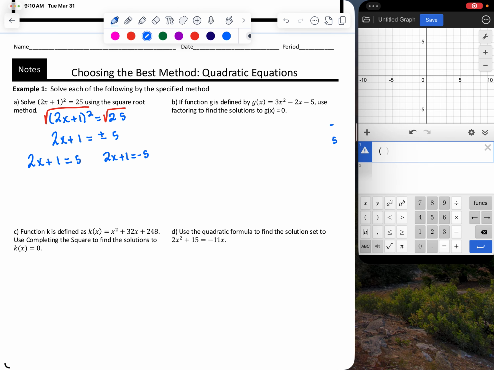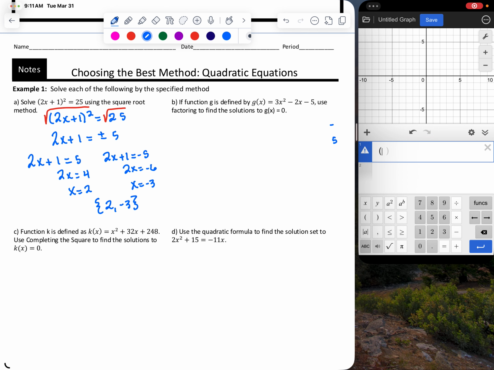On the first equation, subtract 1 to get 2x = 4. Divide by 2 to get x = 2. On our second equation, subtract 1 to get 2x = -6. Divide by 2 to get x = -3. So our solution set here is 2, -3.